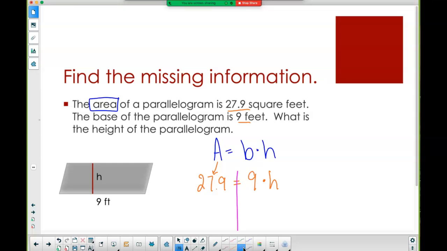And now I'm going to solve this. How do I solve that problem? What do I have to do? I want to get the h by itself. So I have to do what? How do I get rid of the 9? Divide each side by 9. These cross off. We have h equals 3.1 feet. There's our answer. Okay. Questions there?